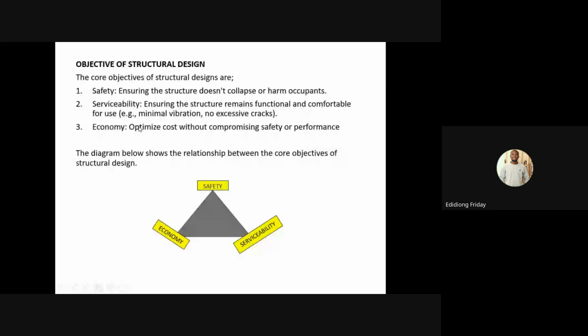These are the three core objectives of structural design: safety, serviceability, and economy. Whenever you are doing your structural design, always have these three in mind. If you want to place a column, run a beam, or run a slab, always have these three core objectives in mind. Is it safe? Is it functional? And is it economical?